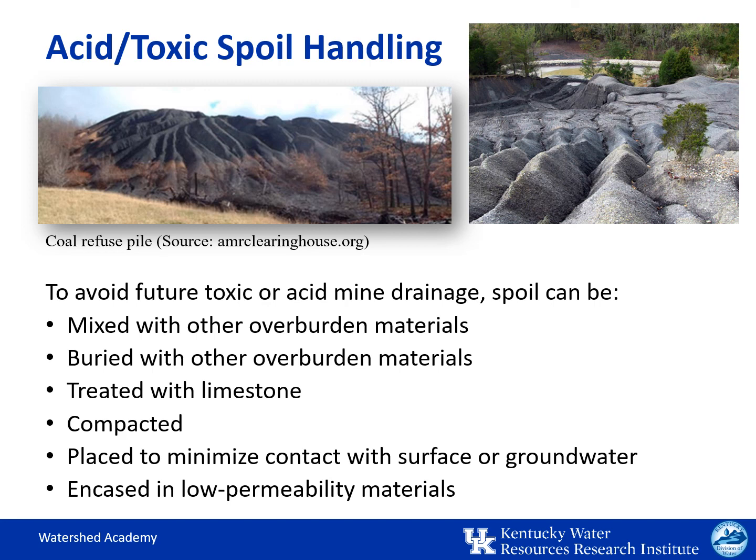The identification and selective handling or burial of potentially acid or toxic forming spoil is a crucial measure to protecting surface and groundwater quality. This helps prevent the formation of acid mine drainage. This slide lists several ways that acid spoil can be handled, including mixing it with other overburden materials, burying it with these materials, and treating it with limestone.